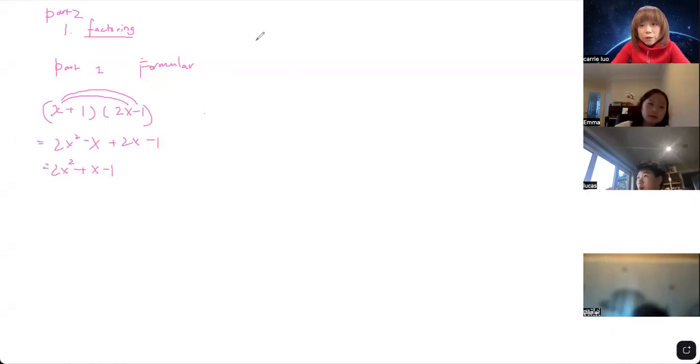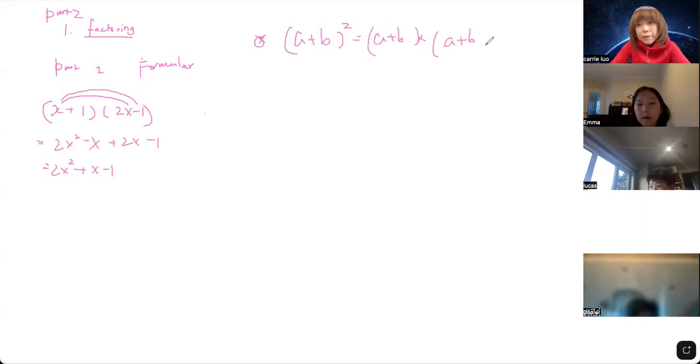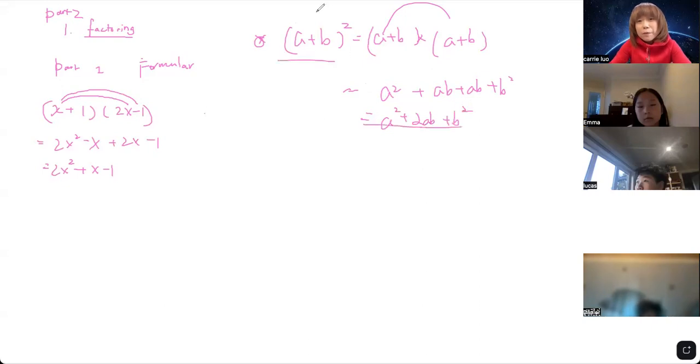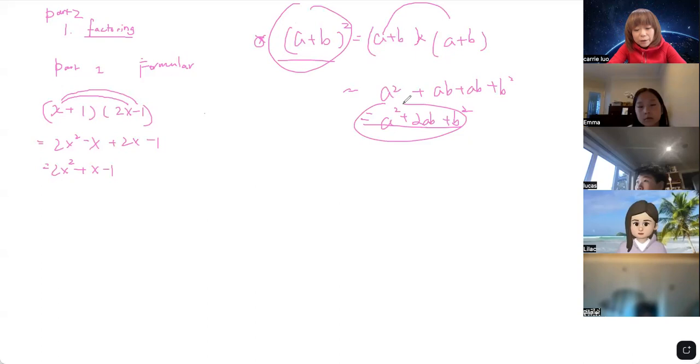Okay, so this is something we learned last week. Today we're going to do it much quicker. For instance, Emma, if you know a plus b squared equals a plus b times a plus b, we have a squared plus ab plus ab plus b squared, so equals a squared plus 2ab plus b squared. Everybody, I want you to copy this one: a plus b squared equals a squared plus 2ab plus b squared. So please calculate it first.